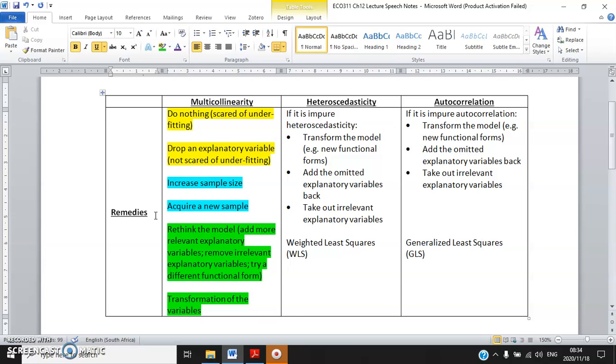And remember, when it comes to the remedies, you can't just name the remedy. You need to provide additional information. You need to refer back to the given regression information.